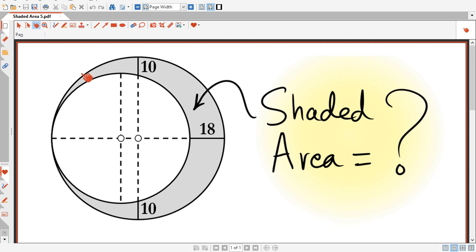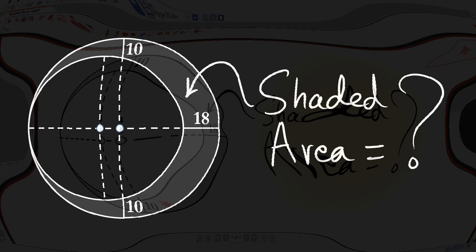Okay, so the problem is that we have these two circles here that are tangent to each other. You draw a diameter of the outer circle and you note here that the difference in the diameters is 18. And you draw another diameter and you notice that these distances here are 10 and 10. So the question is, what is this shaded area? Okay, so I'll give you some time to think about it. So what you do, pause this video, give this problem a try, and when you're ready, keep watching this video for a solution.